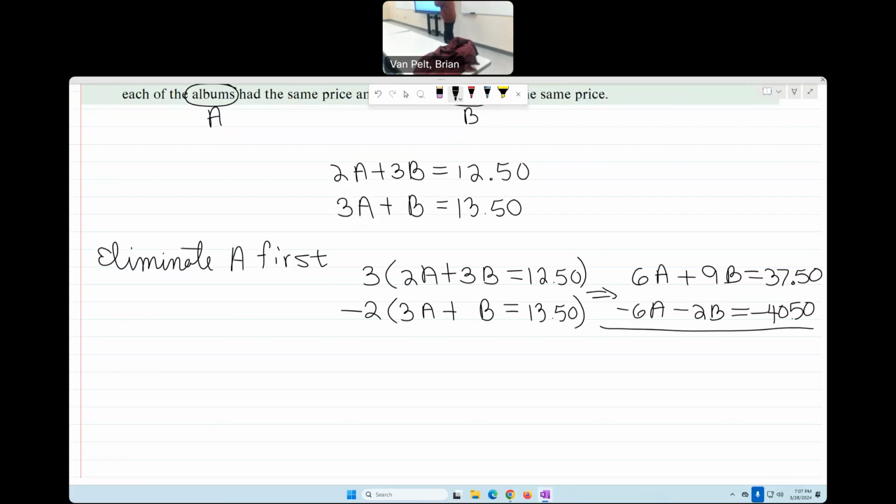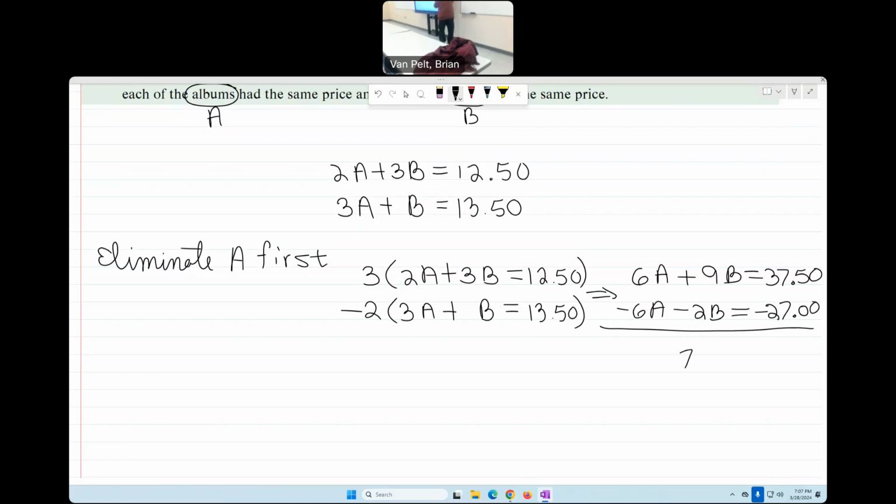Are you sure? The -2 times 13.50, wouldn't that be 27? Oh, you're right, it would be -27. I was just wondering where I was going to get a negative number, because I know I did this before I came up here. I know it works. All right, -6A minus 2B equals -27.00, so I can add them.